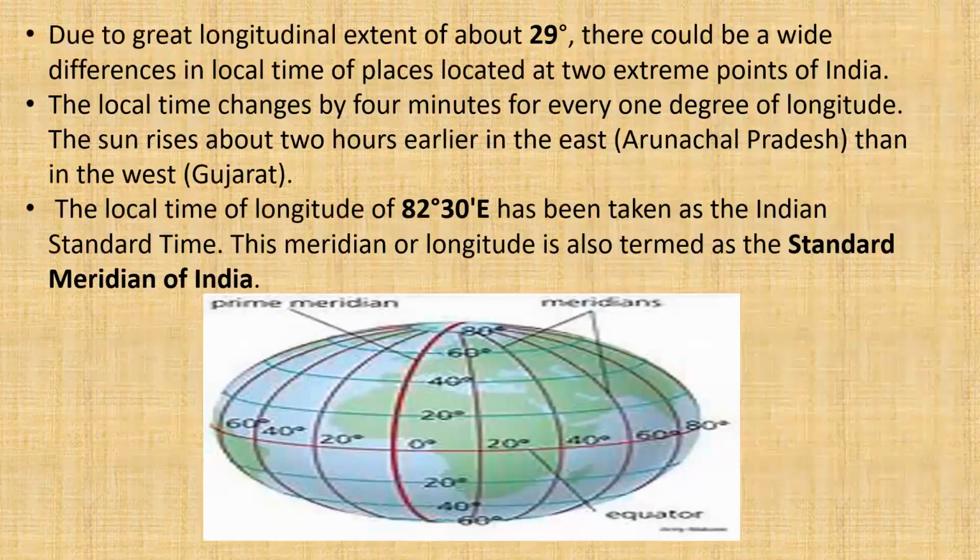So due to this great longitudinal extent of about 29.5 degrees, there is a wide difference in the local time of places located at the two extreme points of India. And do you know that the sun rises about 2 hours earlier in the east than in the west? So the local time of the longitude 82.5 degrees east has been taken as the Indian Standard Time. This meridian, students, is also termed the standard meridian of India, as shown in the figure.